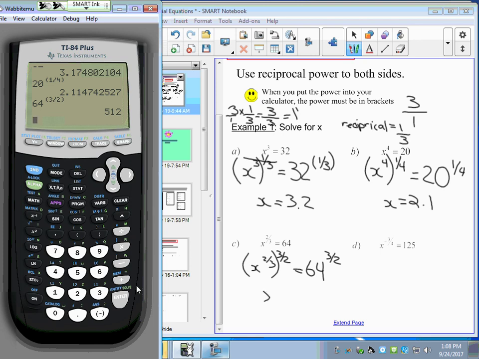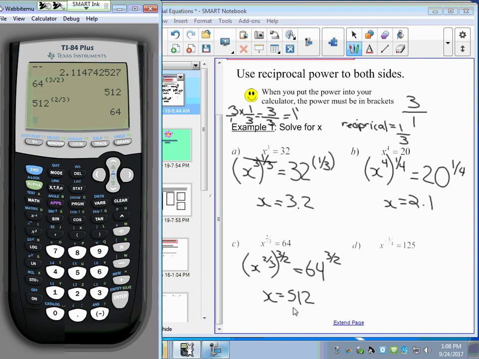So x equals 512. And of course, you can always go back and check your answer, which I will do on my calculator by raising 512 to the power of 2 over 3 and make sure that we get 64. If we got 64, boom, we did it right.